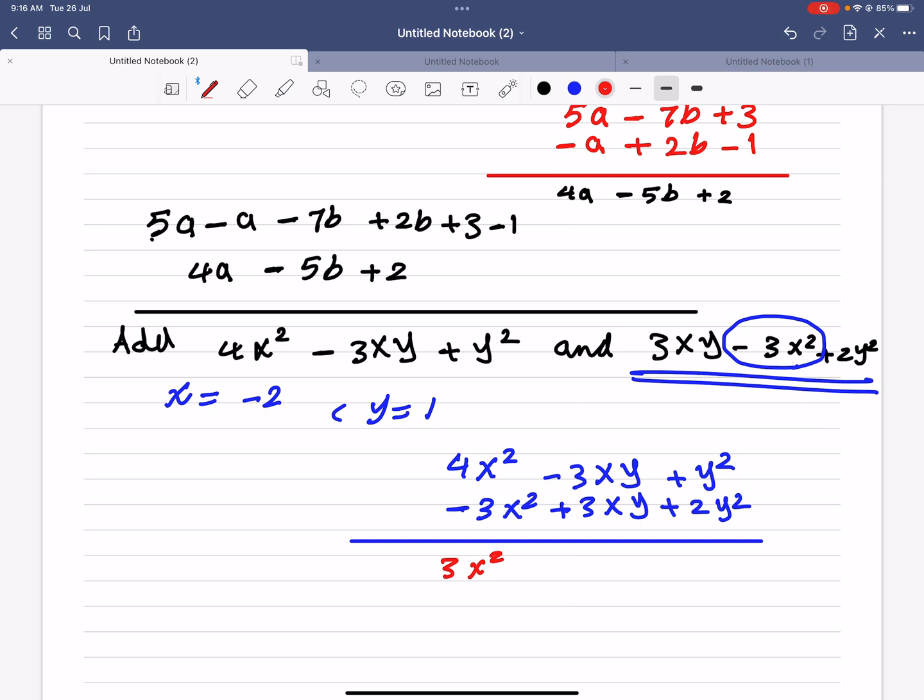By the way, we have negative 3xy and positive 3xy, which are additive inverses, so they cancel each other out because they equal 0. Negative 3 and positive 3 will be 0. And 2 plus 1 will be 3y power 2. So you ended up with x power 2, sorry, I apologize, this one is 1. 4 minus 3 will be 1, so you ended up with x power 2 plus 3y power 2.